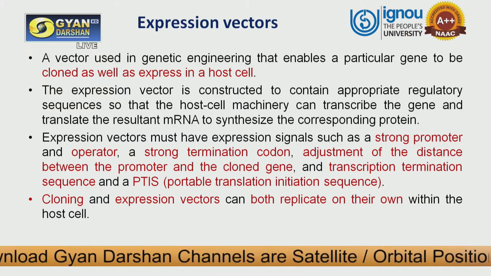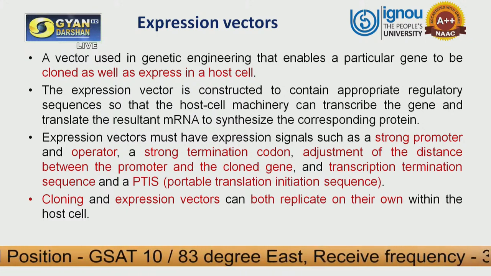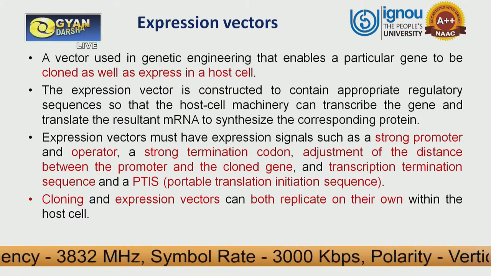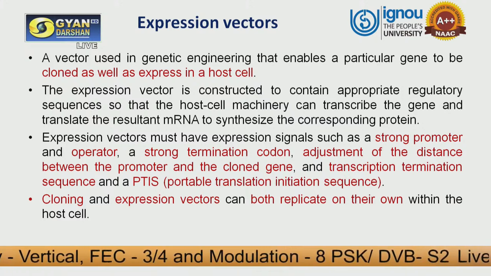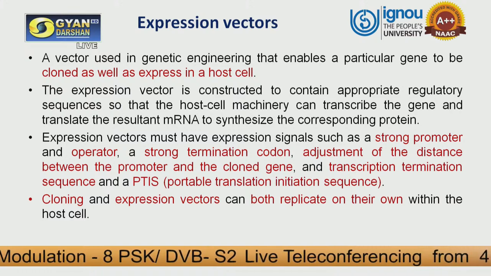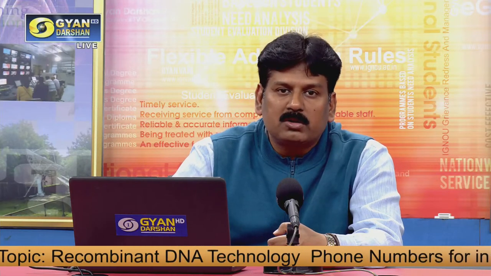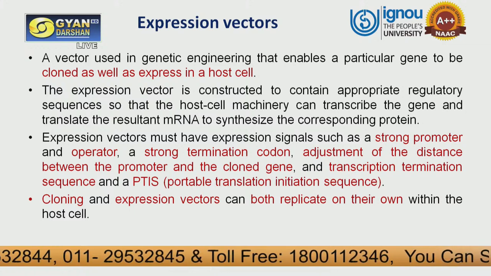Now, these expression vectors may be designed in such a way that they have some expression signals. It should have a strong promoter and operator, a strong termination codon, and an appropriate distance between the promoter and the cloned gene so that it can be expressed properly. It should have a transcription termination sequence, and a portable translation initiation sequence. So the requirement is comparatively more in an expression system, because here, after cloning, we also require the product. So the gene has to be translated to a protein also. So cloning and expression vectors can both replicate on their own within the host cell. This is the beauty of both the vectors.